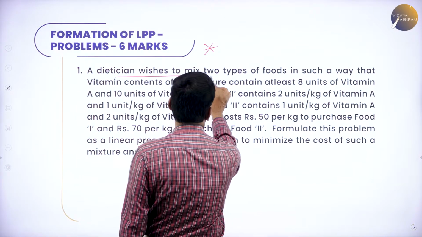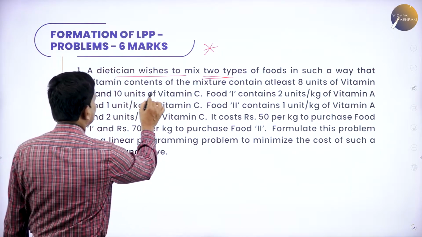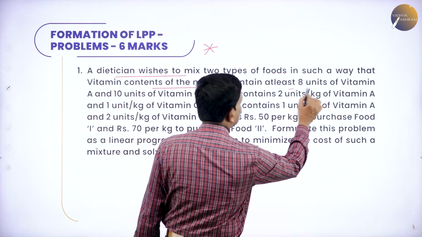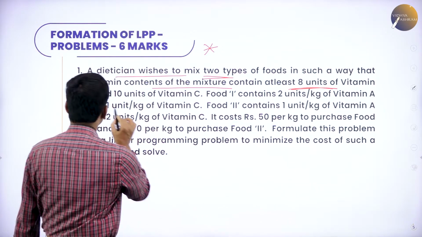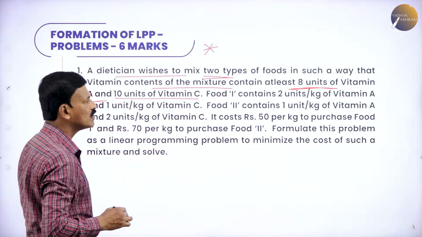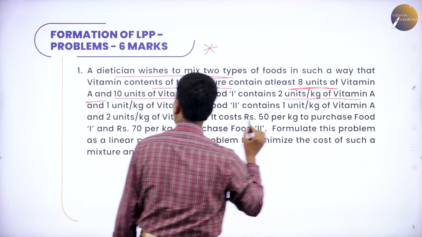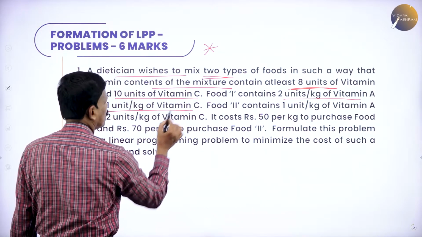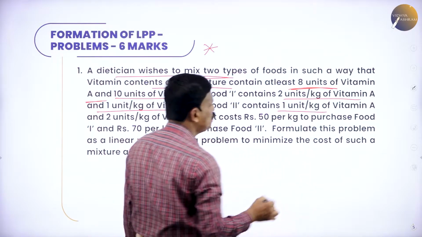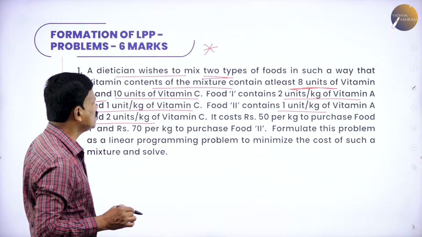How many types of food? There are 2 types of foods in such a way that the mixture contains at least 8 units of vitamin A and 10 units of vitamin C. Food 1 contains 2 units per kg of vitamin A and 1 unit of vitamin C. Similarly, food 2 contains 1 unit per kg of vitamin A and 2 units per kg of vitamin C.